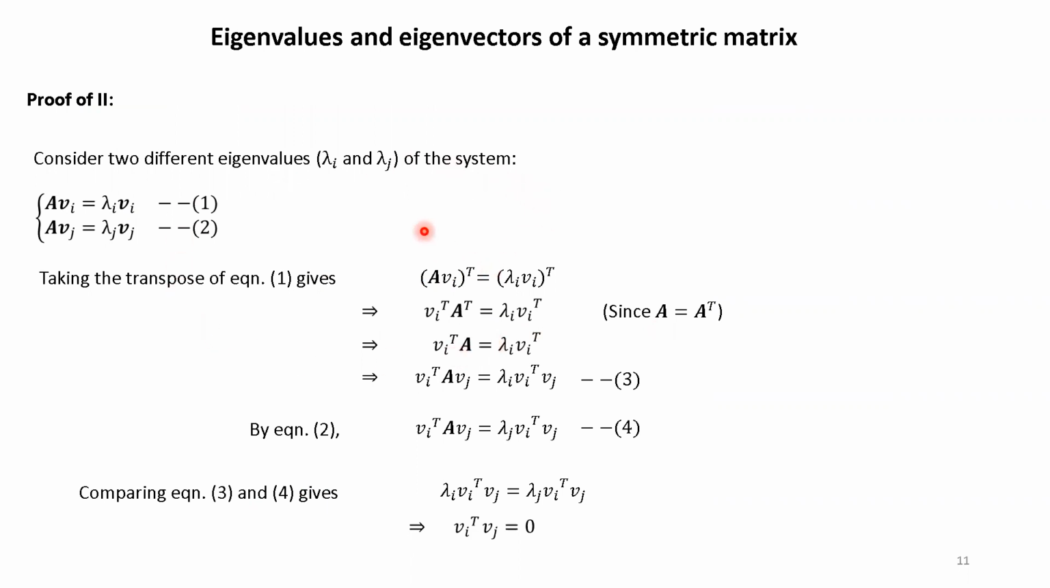Again, not too difficult to follow, right? The key is to make use of A equals A transpose. You will be able to show that if you have two distinct eigenvalues, then the eigenvectors corresponding to the two distinct eigenvalues are orthogonal.